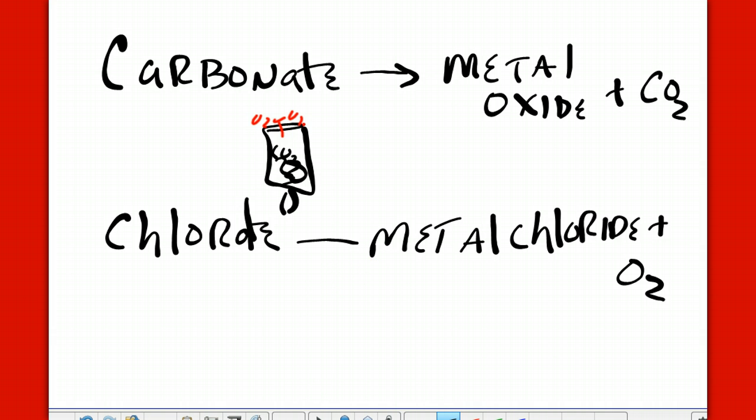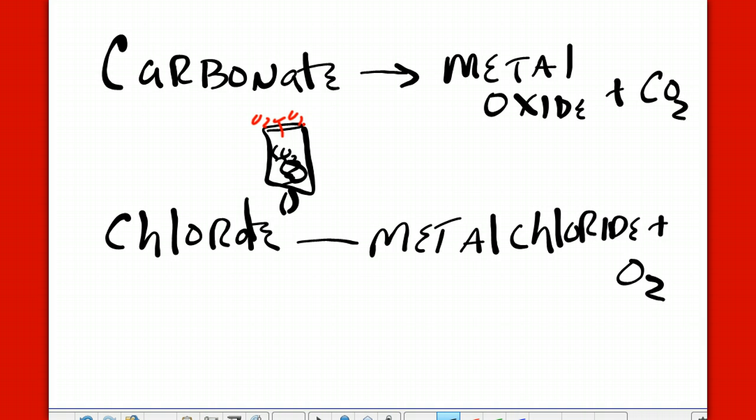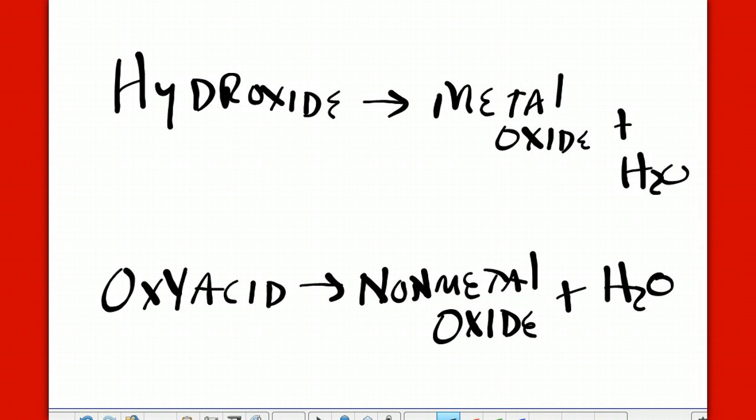A chlorate, for example. A chlorate will always split into a metal chloride and oxygen. The danger for this is that you are giving off oxygen, and then you need oxygen to fuel a fire. So chlorates are very explosive. Metal oxides in water, that's what you get when you heat a hydroxide, and an oxyacid splits up into a non-metal oxide and water. Those are the 4 cases that you need to remember. You need to know what you get when you disassemble a carbonate, what you get when you disassemble a chlorate, a hydroxide, and an acid.